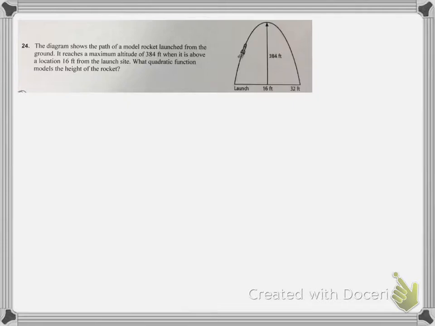Alrighty. We are going to look at number 24. That's our word problem, and this is about the rocket. Let's just read it real quick. Or Nathaniel, you read it for me. Okay. The diagram shows the path of a model rocket launched from the ground. It reaches a maximum altitude of 384 feet when it's above a location 16 feet from the launch site. What quadratic function models the height of the rocket?